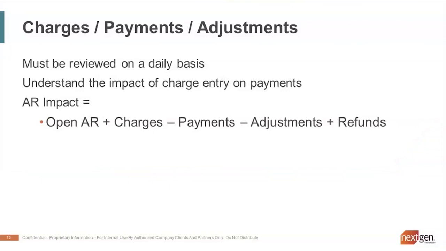So as we're looking at all three metrics, you can see that we've got an AR impact calculation there. When we're looking at AR month over month, just because we're in the month of June, we'll be looking at our AR impact for June at the end of this month. So in order to calculate that, I'm going to look at our open AR from the end of May. We'll add in our charges, subtract out payments and adjustments, and add in those refunds to understand what that AR impact is.